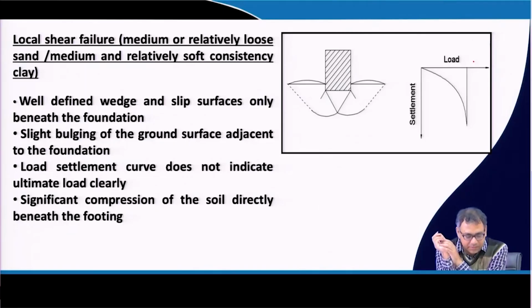But the local shear failure, as I mentioned, will occur for medium or relatively loose sand, or medium and relatively soft consistency of clay. Then we will get a well defined failure surface beneath the foundation only, not outside the foundation. We will get a slight bulging on the ground surface adjacent to the foundation, and the load settlement curve will not give a peak value, so we will not identify the failure load very easily. And we will get significant compression of the soil just below the foundation.